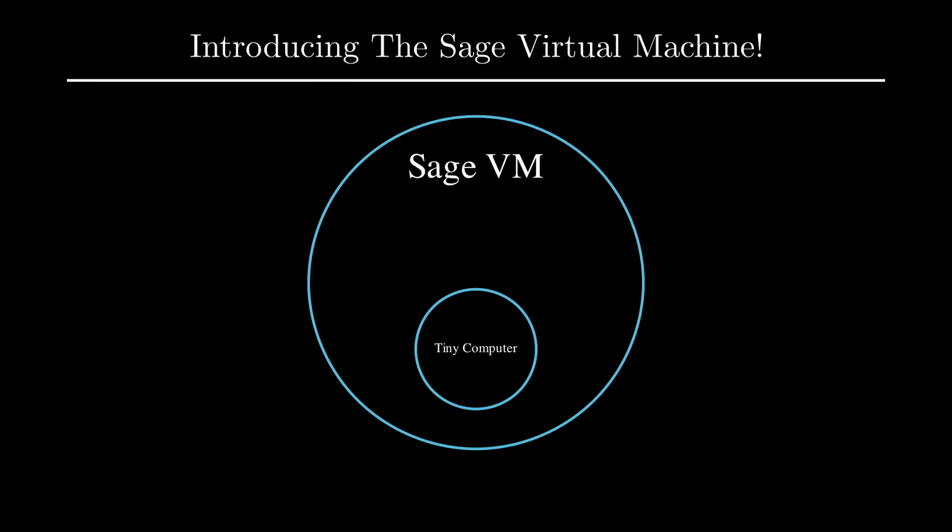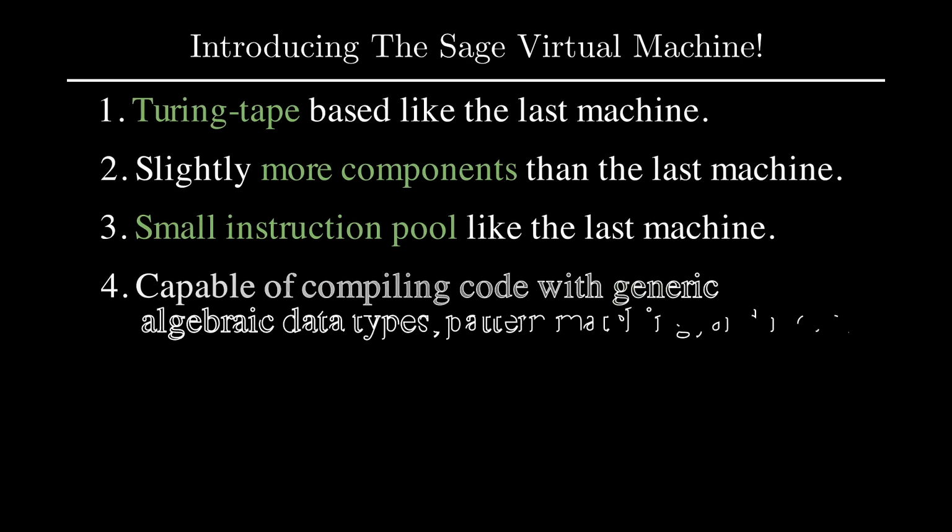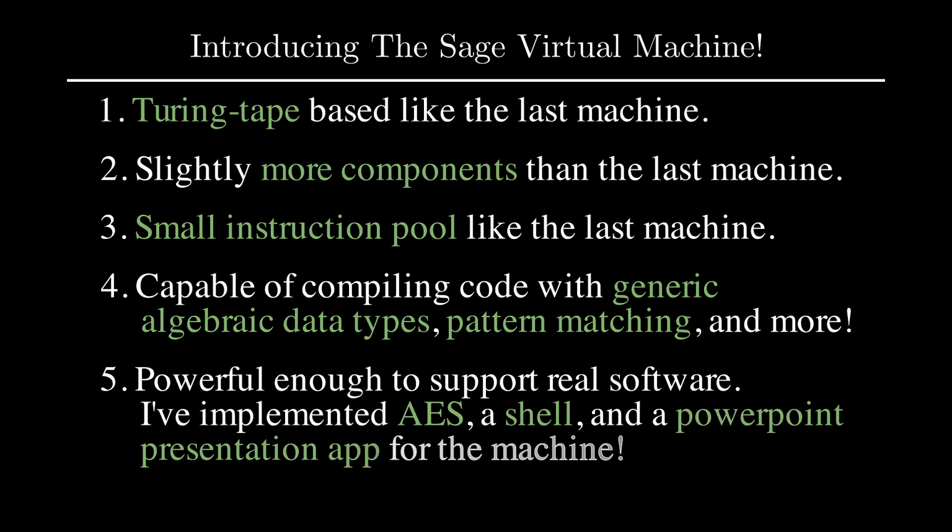He's quite charming. The name of this particular caveman I've created is the Sage Virtual Machine. It describes a model of computation that's based on the last model that we discussed. It's a loose superset. It's Turing tape based like the last caveman. It only adds a few more lobes to his brain and a few more utterances. This is all for a great payoff though.